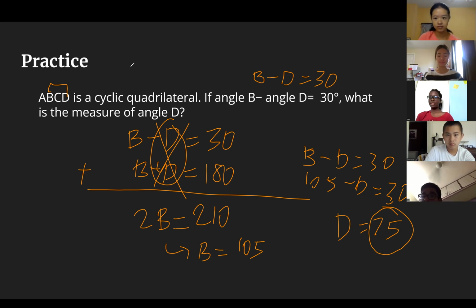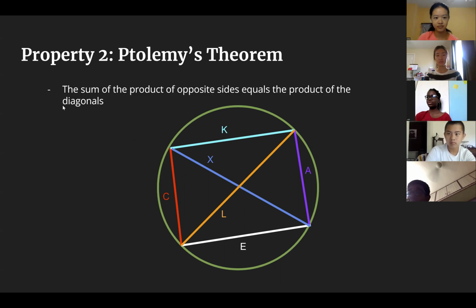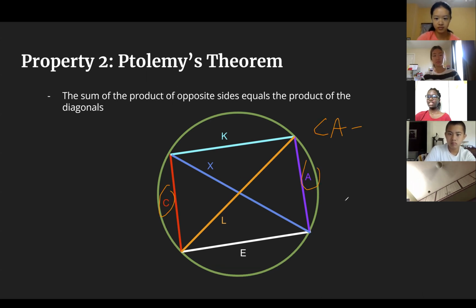So now there's a new property. Property 2 is called Ptolemy's theorem. And this property says that the sum of the products of opposite sides is equal to the product of the diagonals. So for this quadrilateral, it would be C times A plus K times E equals X times L. So for the opposite sides, you took the products of them and you added them, and that's the product of the diagonals.